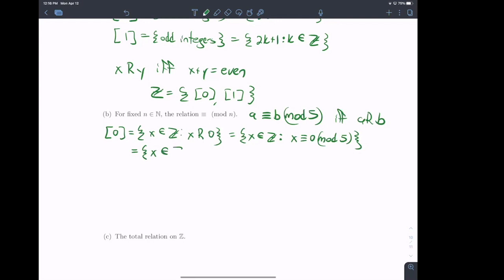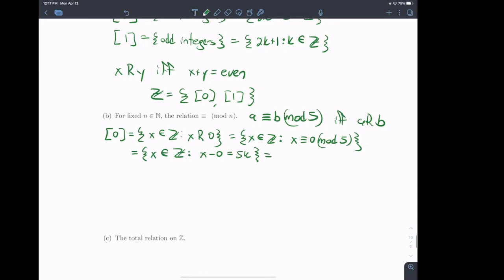So I'm just kind of writing out different ways that we could express this. One way to think about the modular congruence would be two things are congruent mod 5 if their difference is divisible by 5. Another way to say that is it's all things that are multiples of 5, that have a remainder of 0 when we divide by 5.